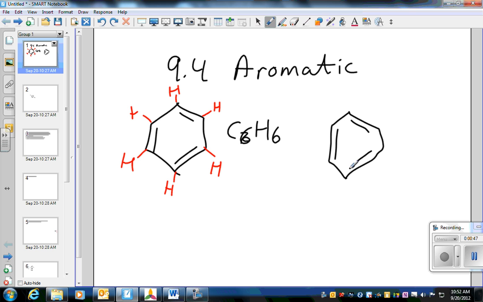Now, in fact, these electrons are just zooming around and around and around. They can be found all over the place. That's due to some of the nature of what an electron is. And so we actually symbolize benzene with the circle because these double bonds are made up of 6 electrons, which are evenly distributed around the whole benzene ring.